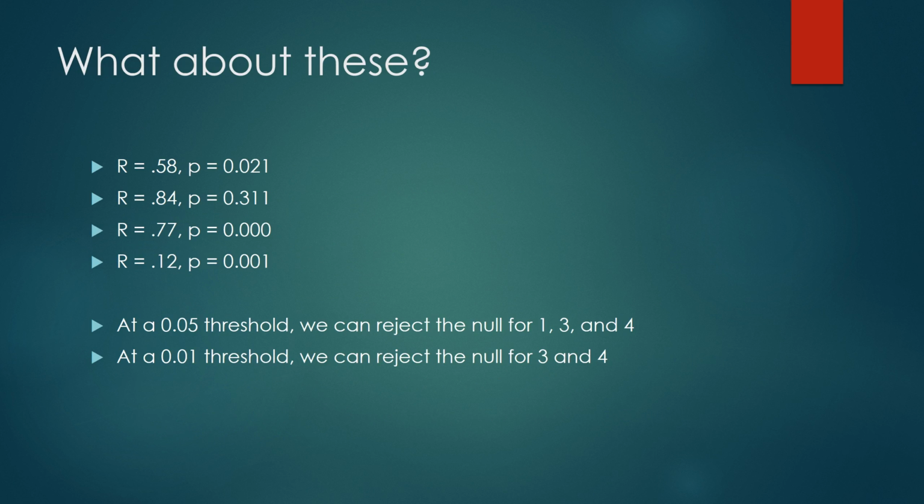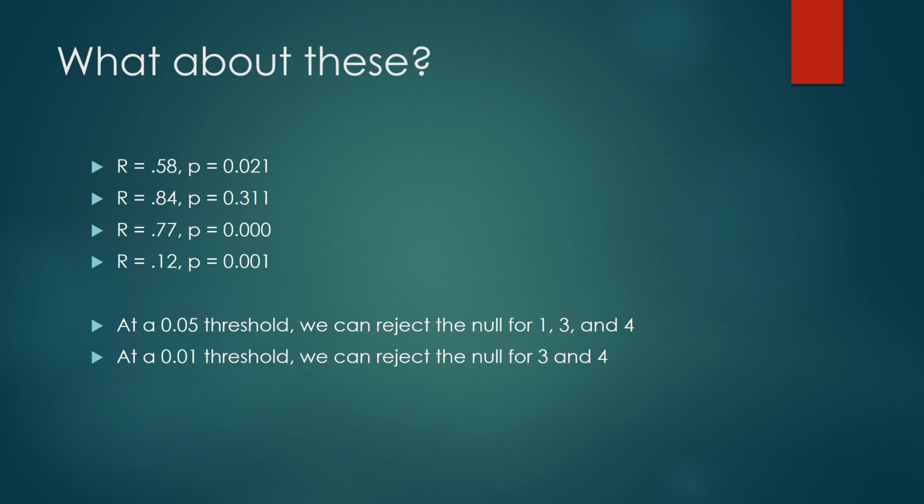What about these? We got a correlation coefficient of 0.58 and a p-value of 0.021. Well, that's looking a little better. It's less than 0.05. If I set my threshold to 0.05, I can reject my null hypothesis because the p-value falls below my threshold, and so I believe there is a relationship. There's still a 2.1% chance that I'm wrong, that the results I got were purely by chance, but that's low enough. That means that there's basically a 98% chance that I'm right, and so I'm going to go with it.